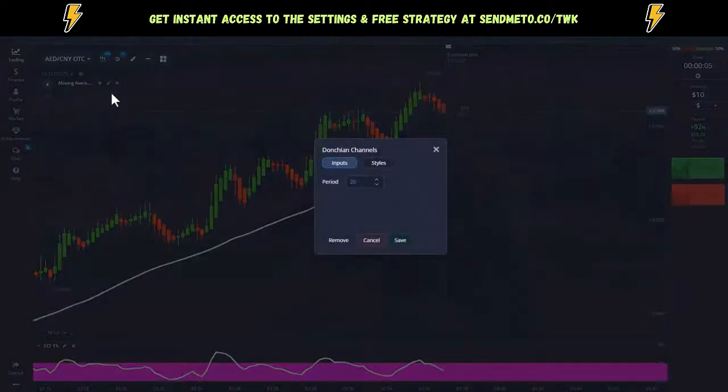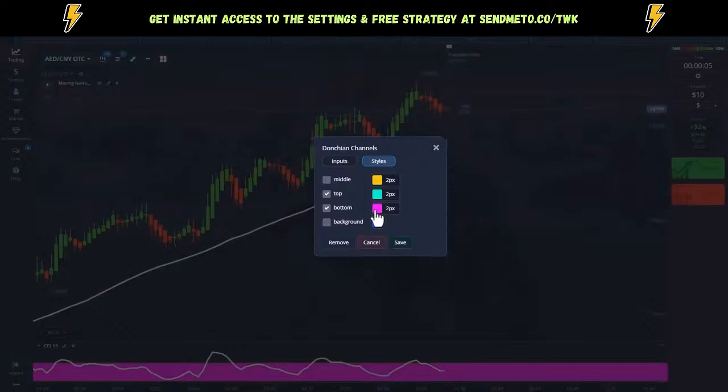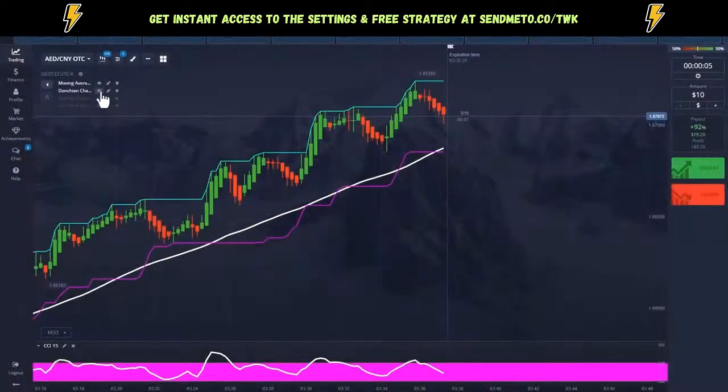Donchian channel, we're going to leave this as default, which is 20. I like to have the top as this nice teal color, bottom is going to be red. I have 2 and 2 pixels, no background, no middle, save. I'm going to make sure that we show that. It's going to look like that.